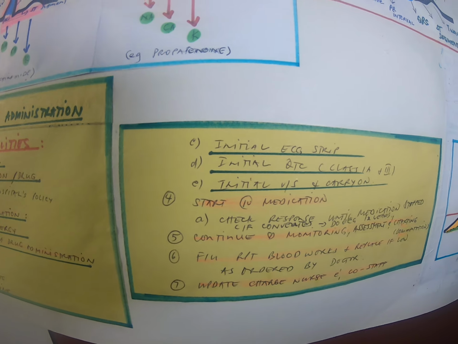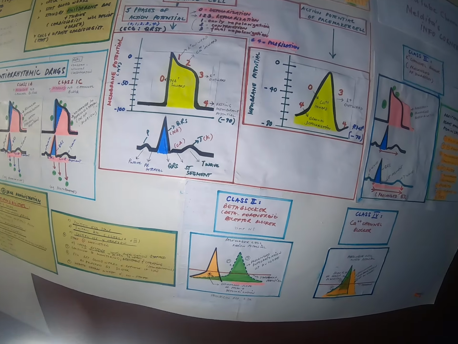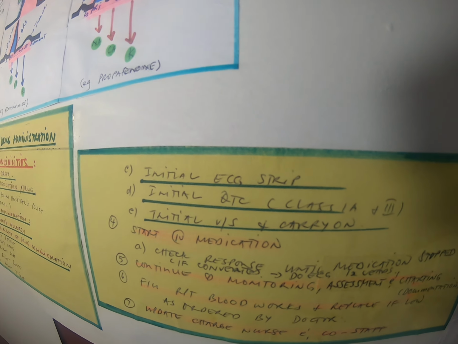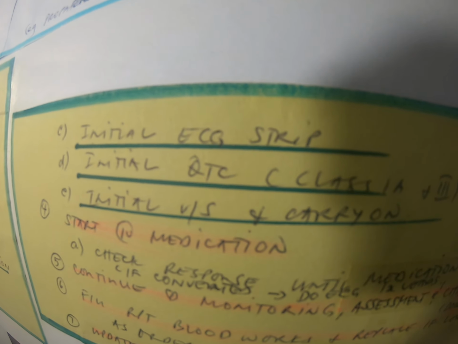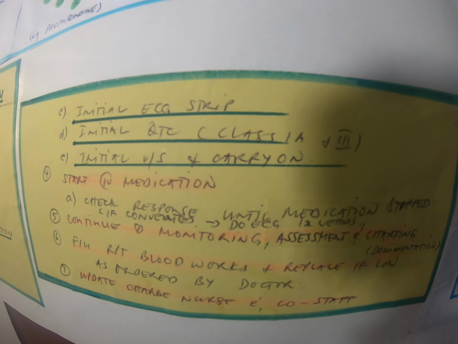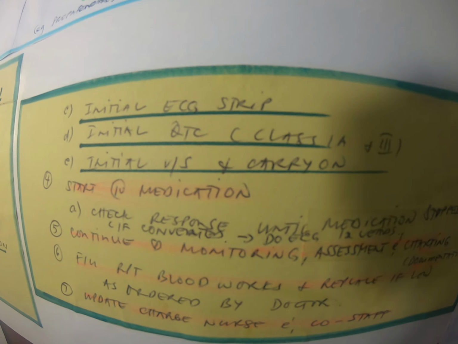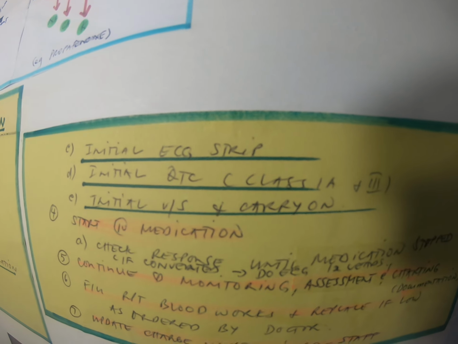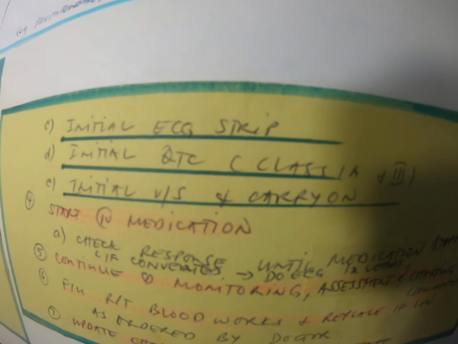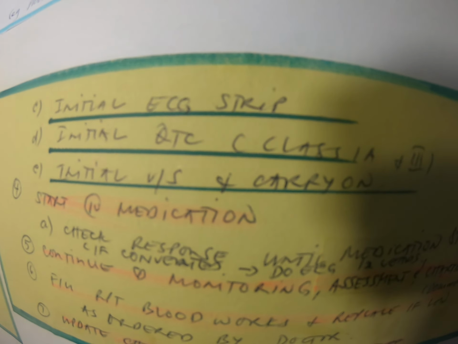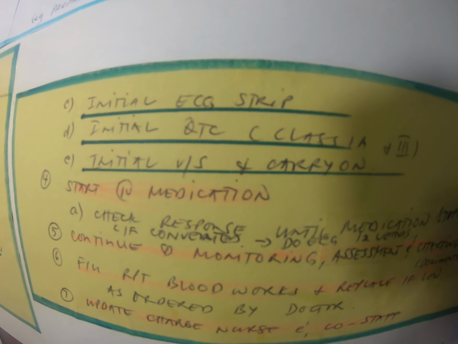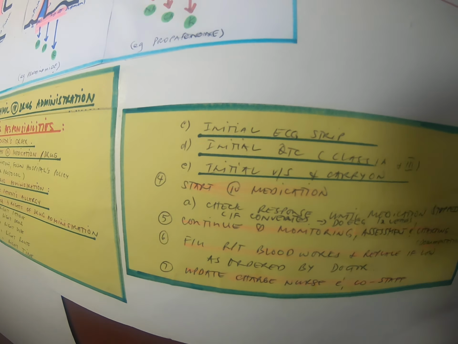Get your initial or baseline strip. Be sure that you have that. So you got your baseline ECG strip, your baseline QTC calculation, and you have also your baseline ECG 12 leads, baseline QTC, because you did that for class 1A and class 3, and you have also your baseline vital signs and carry on with your monitoring.